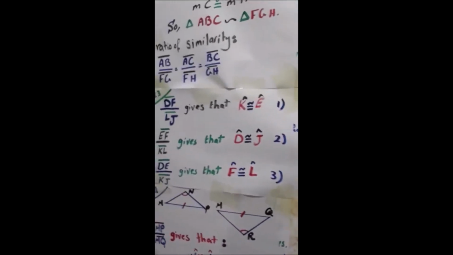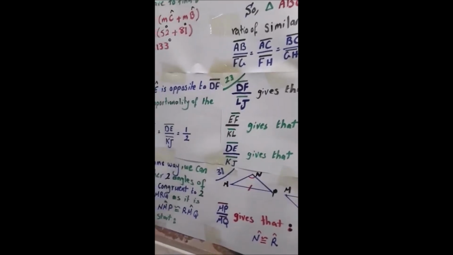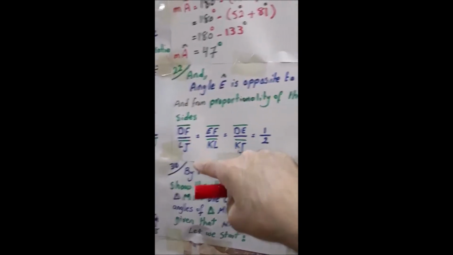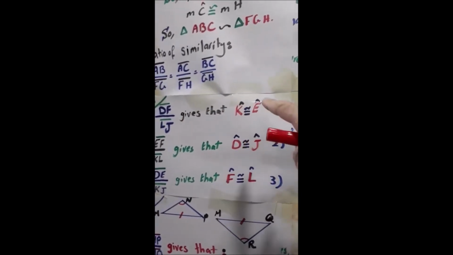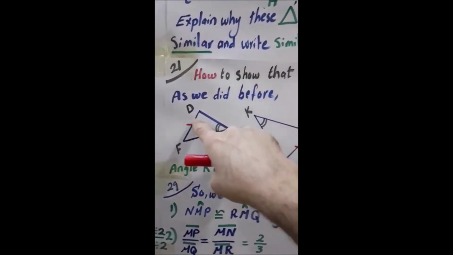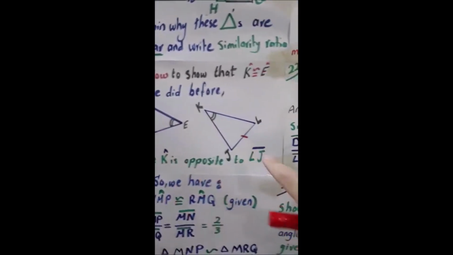So now look what I have. I will not prove just what he wants. I will prove all the angles. So he wants this, but I will give him all the angles. So it's so beautiful, guys. You know this way we used in the last video. So DF over LJ gives that K is congruent to E, and we show it here because angle E is opposite to DF, and angle K is opposite to LJ.